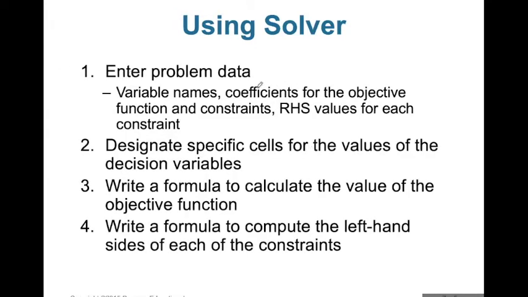Okay, we do it this way. We follow the first step. We need to enter the problem data. We need to define these different variables, assign cells to different variables, and write down all the coefficients of the objective function and all the constraints, the right-hand side values, all the things. This is the data section, and then we need to write the formulas. This is the model section, and then we can solve the problem using solver.